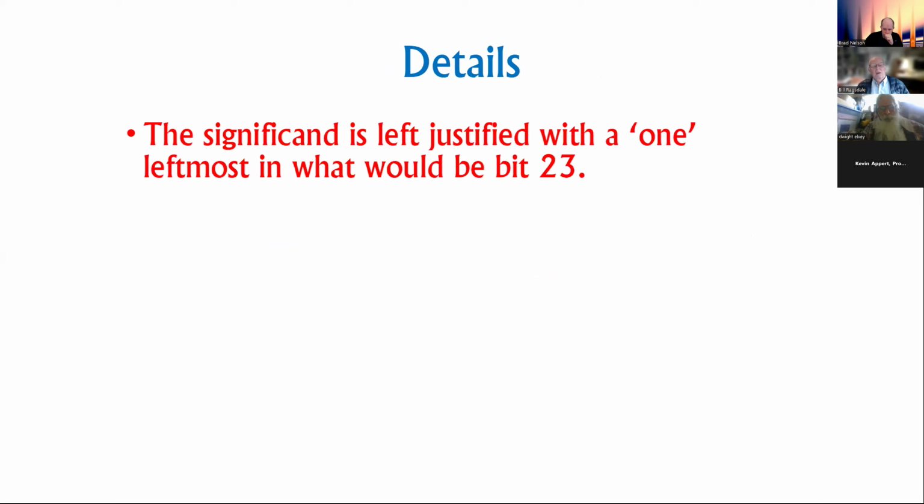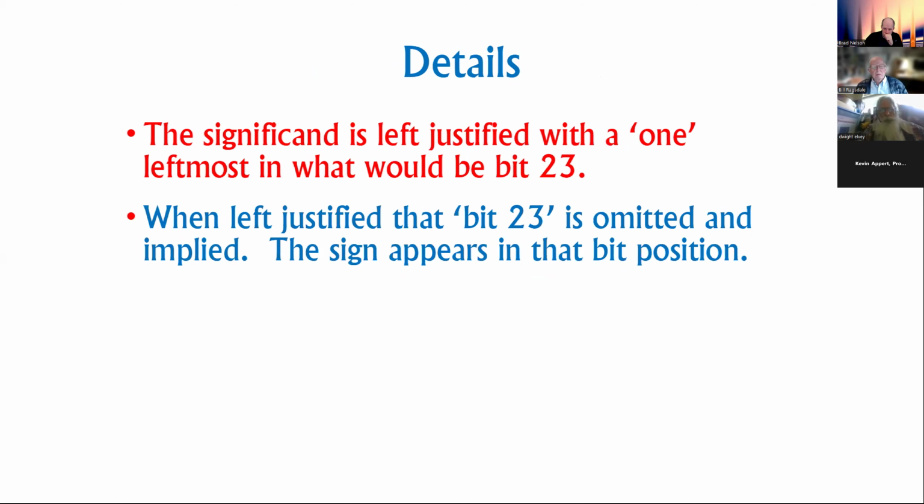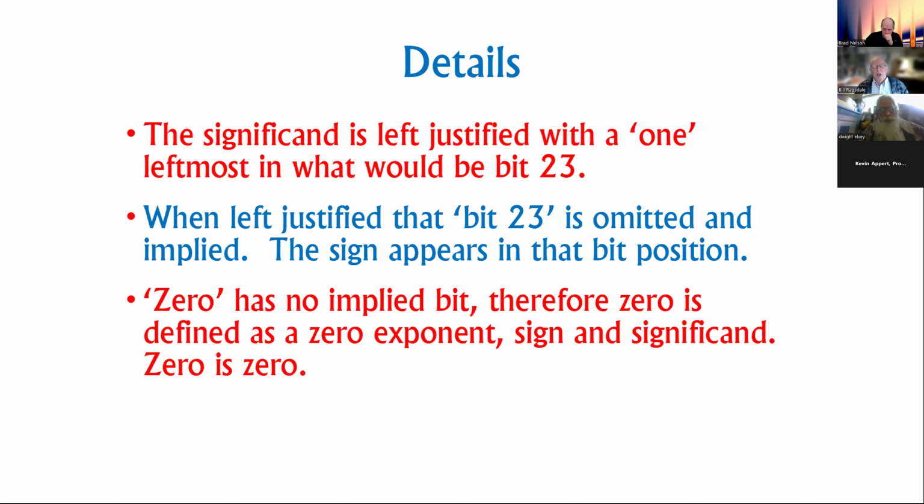This format has the binary value left justified, and this is the universal trick, I think, that's done in floating point. Since it's left justified, there will always be a 1 in the leftmost position. Since it's always there, it can be omitted. So there is an implicit bit in the position of bit 23. That bit is omitted and implied when the number is normalized.